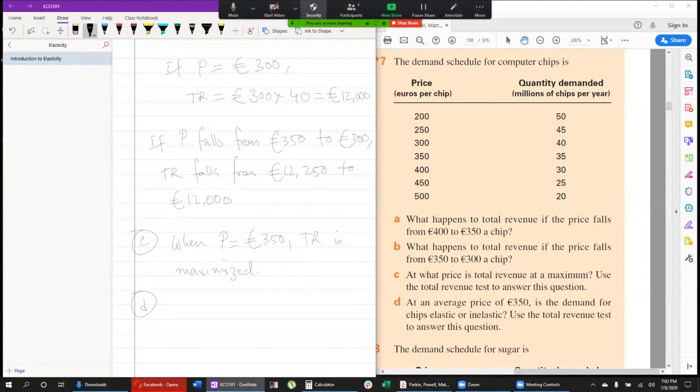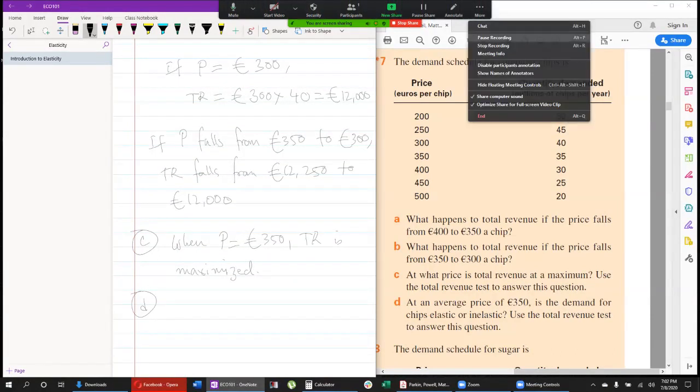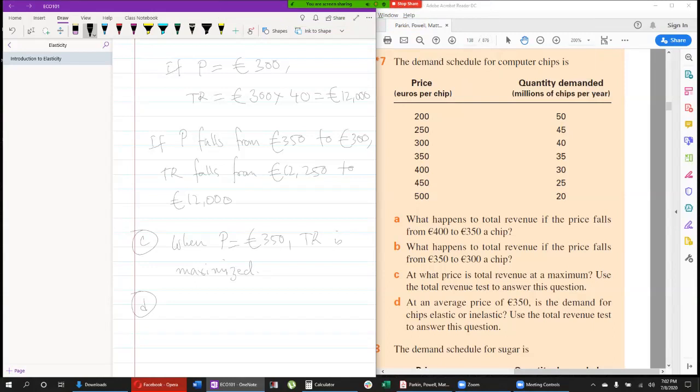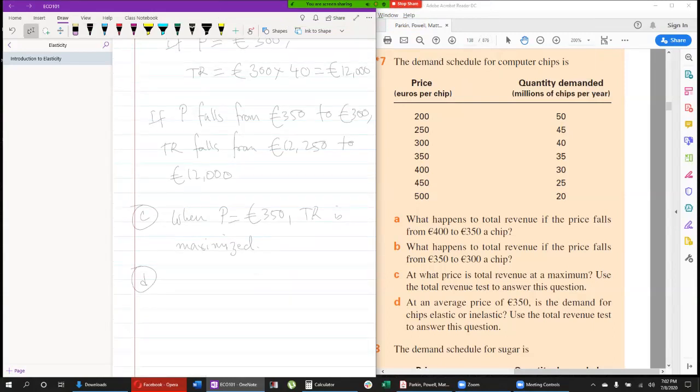Okay, so this is an interesting question. What you guys can do at an average price of 350, when do you get an average price of 350? What's happening here? Okay, that's good. So here's the thing. If demand is elastic, an increase in price implies a fall in total revenue.